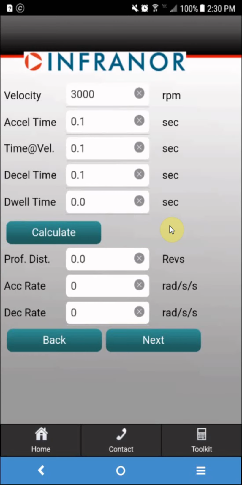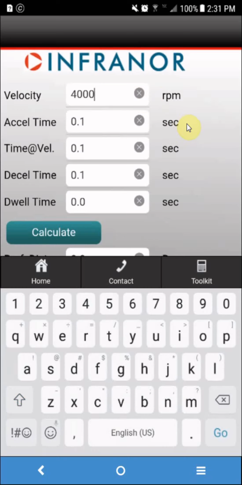The velocity section is the max velocity the motor will see during the application. I will use 4,000 RPM. The acceleration time is the time it will take for the motor to reach the max application velocity specified. I will use 0.6 seconds.